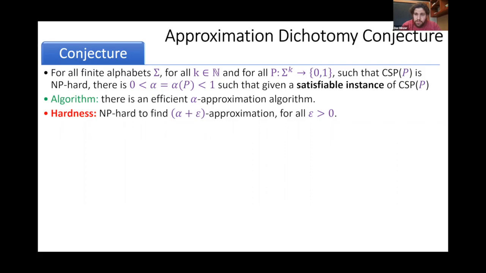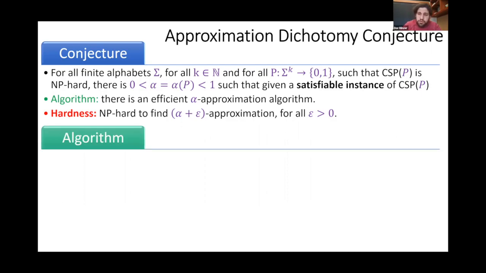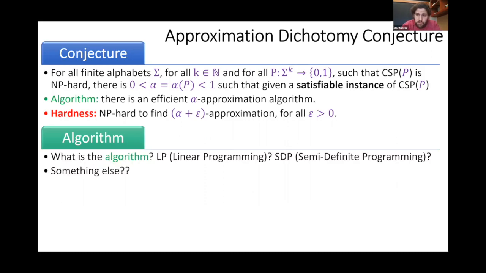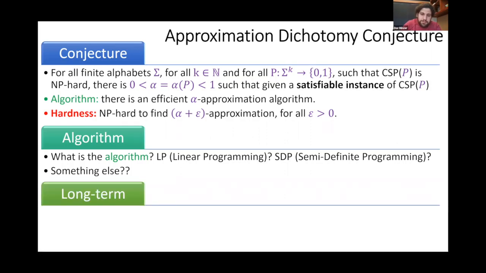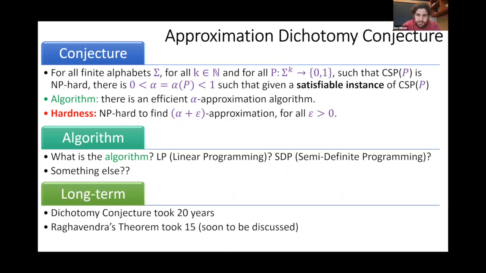But this is the kind of dichotomy theorem you would like to prove for approximation problems. And just as before, you would like also to say what is the algorithm that achieves this alpha approximation. So does it have to be a linear program as before, maybe a semi-definite program, maybe some mixture of both, we don't know. And I already said this is open, we don't know how to prove it, and we think that it's going to take a while.